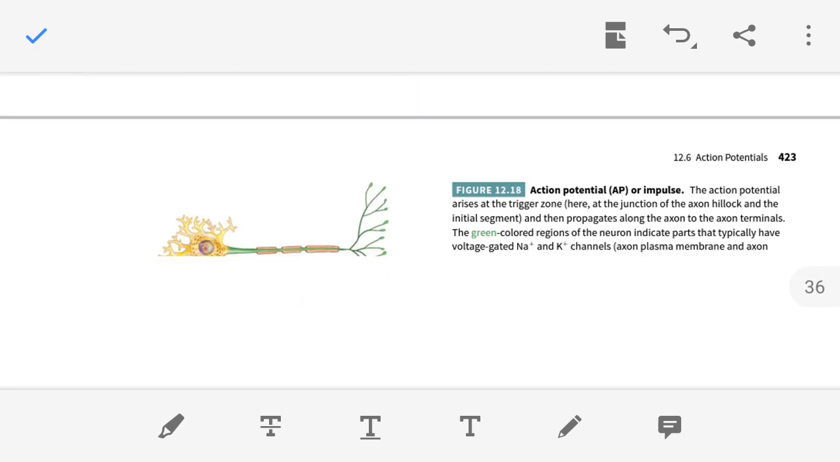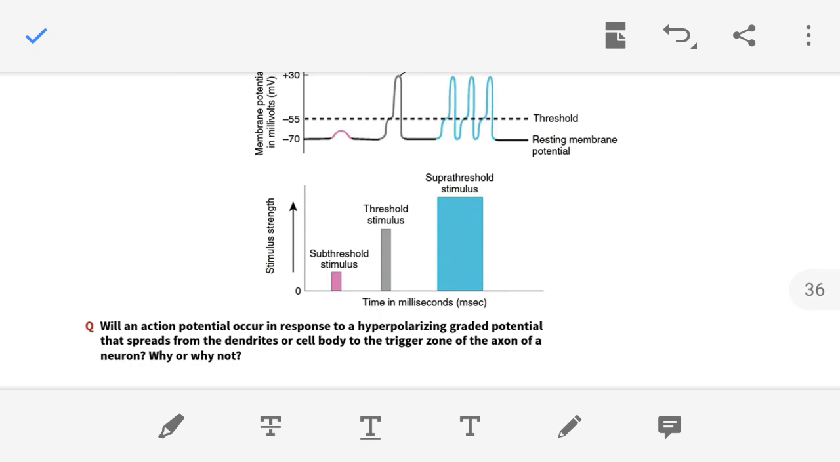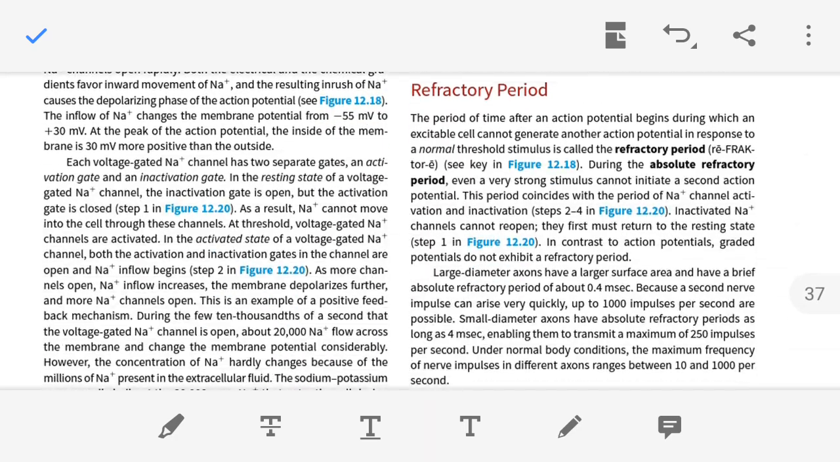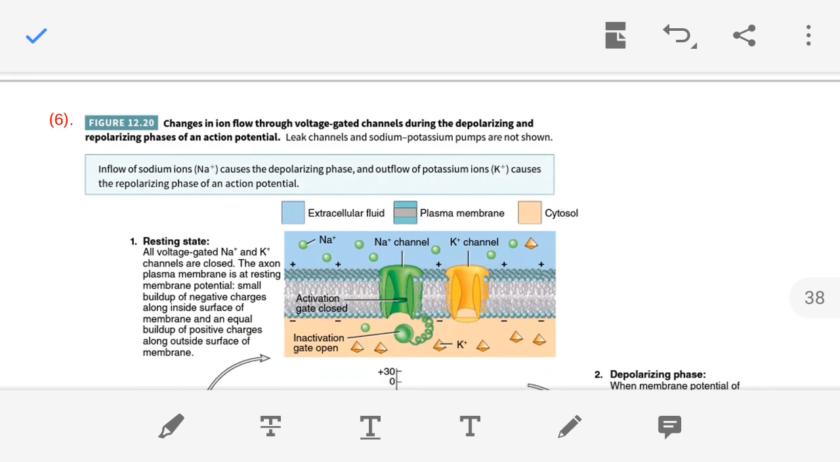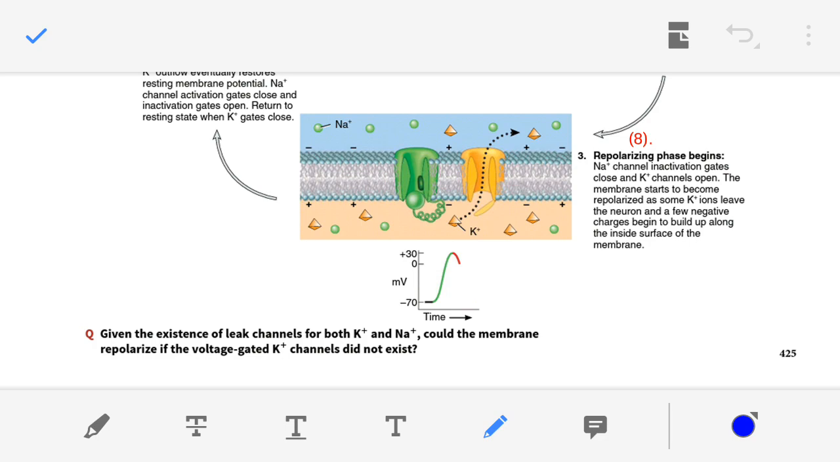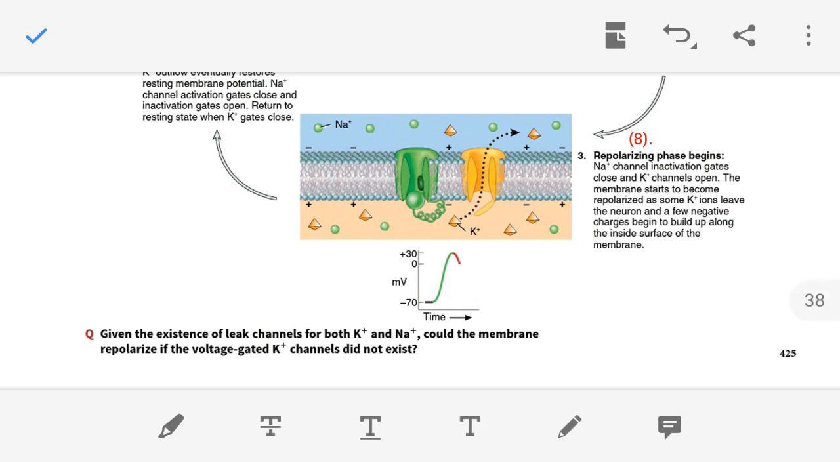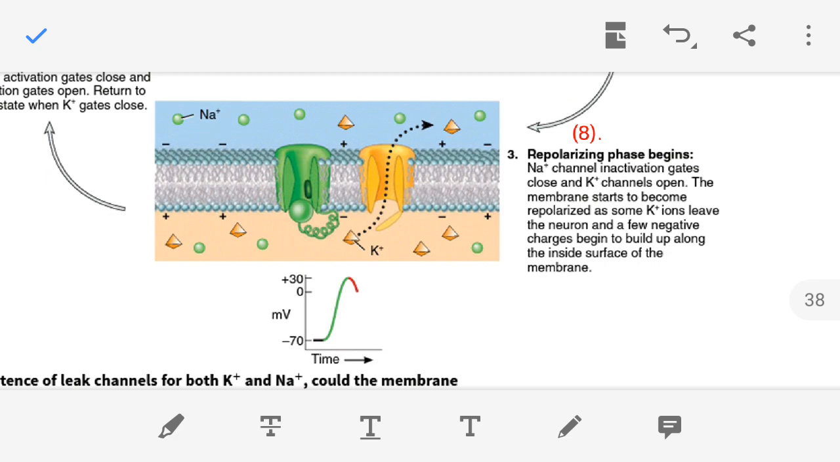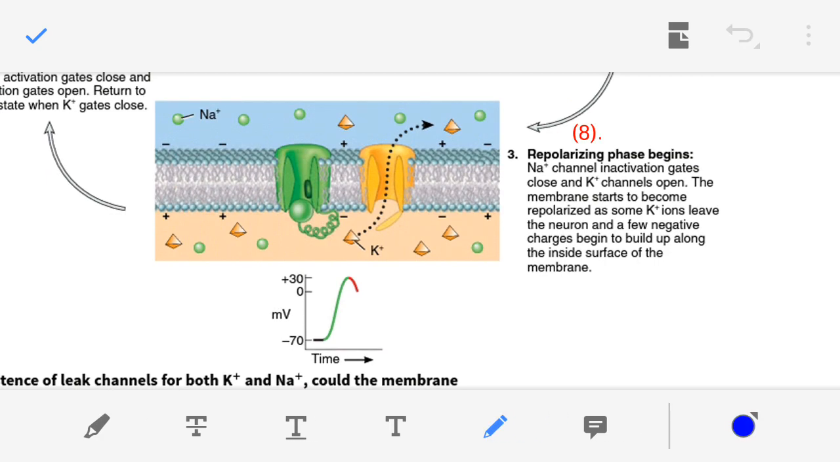Repolarization, another figure we are looking at. So see, the repolarization phase begins. In depolarization, the value reaches plus 30. Now the action potential is generated and has started to propagate, and now the repolarization begins.